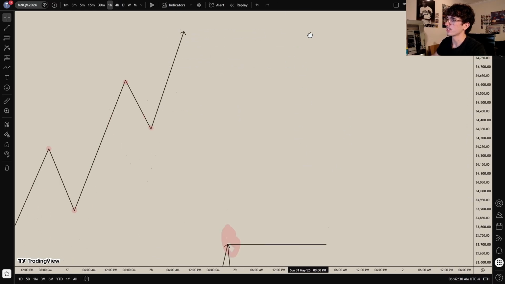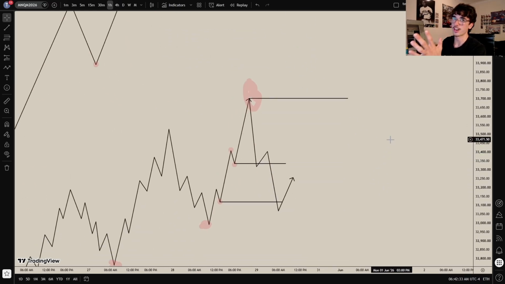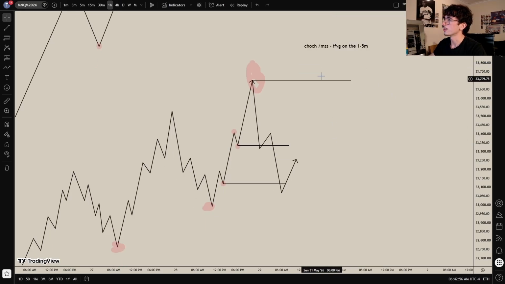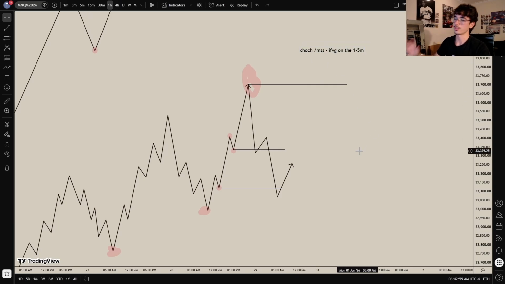So the confirmation that I use, as you saw up there, is a change of character or an inverse fair value gap. Most of the time I like to use both. And I like to see change of character, which is also known as a market structure shift, if you've heard that before. And I want to see an inverse fair value gap on the 1 to 5 minute chart. So a change of character or market structure shift, very similar things, basically just means your market is turning from bullish to bearish, or the market is turning from bearish to bullish. It's just when it switches direction.